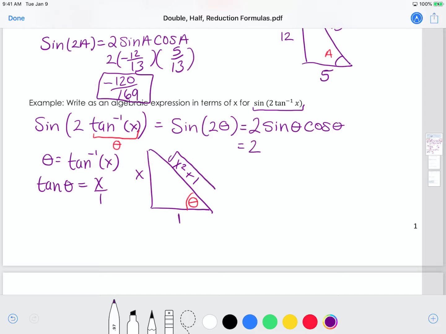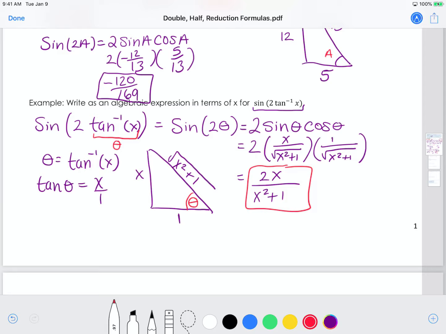Now looking at our triangle that we set up, I can find sine of the angle. Sine is opposite over hypotenuse, so that would be x over the square root of x squared plus 1. And cosine is adjacent over hypotenuse, so that would be 1 over the square root of x squared plus 1. And when I multiply this all together, on the top I get 2x, on the bottom I get x squared plus 1. So this is my expression, sine of 2 times inverse tangent of x, written in terms of just x's.